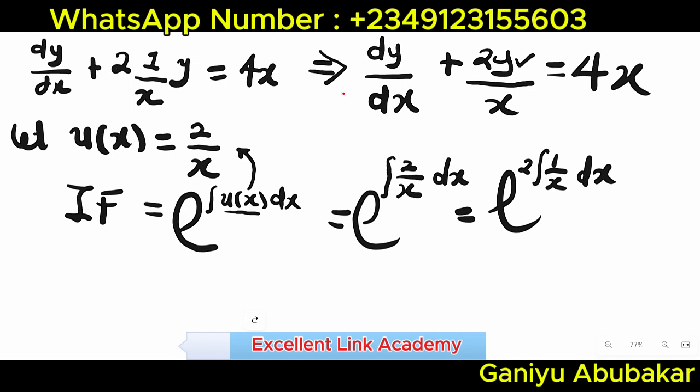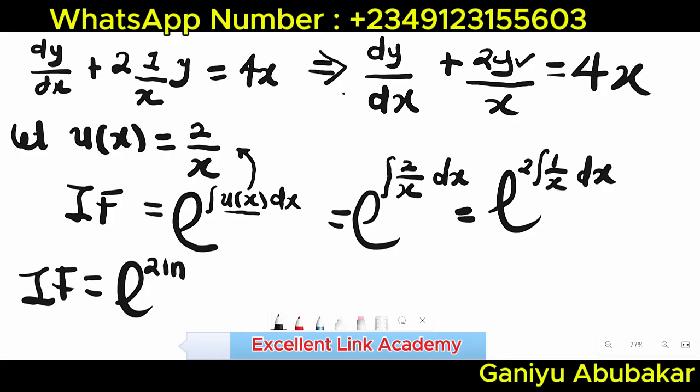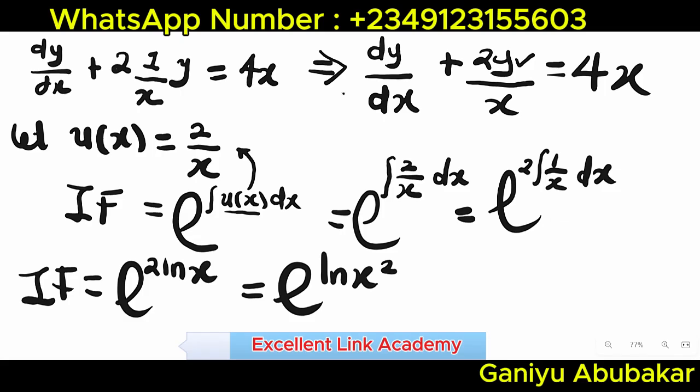So from here, it means that my integrating factor, IF, will be equal to e to the power 2 ln x. If I proceed with this, it means the integrating factor will be equal to e to the power ln x squared. We said this 2 that is here should come to the top of this x here. That gives you ln x squared, as we explained last class.